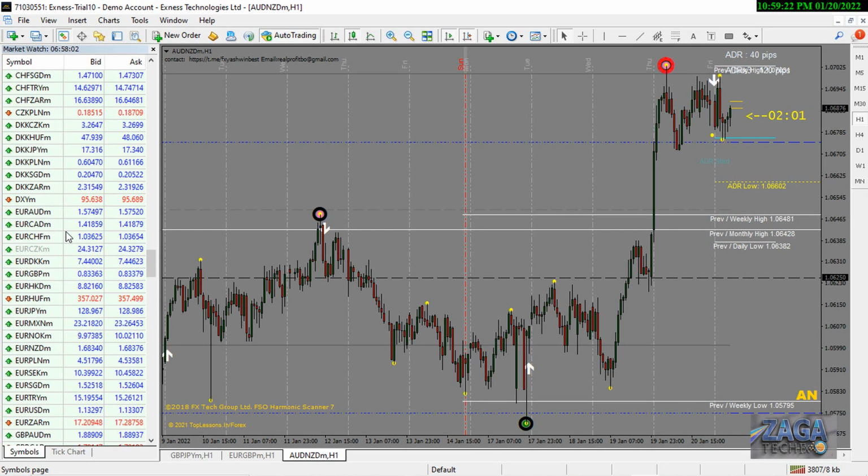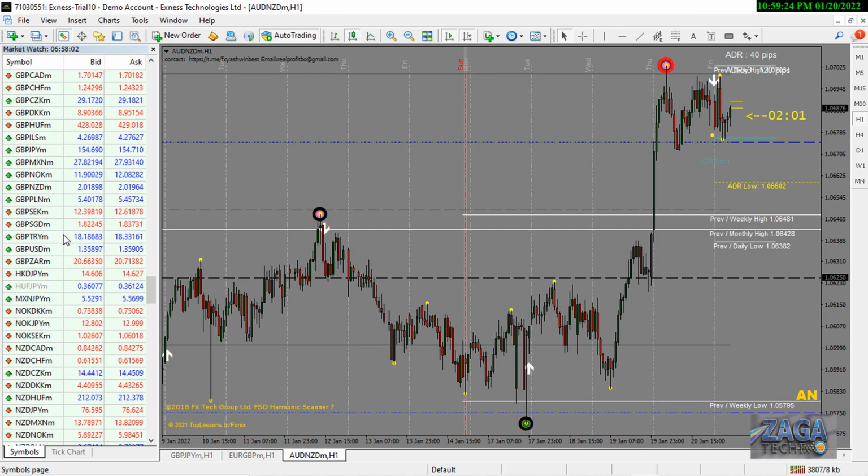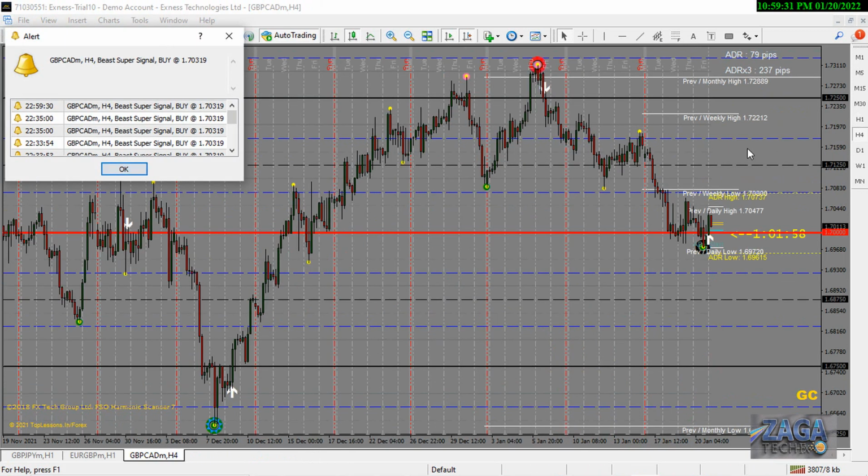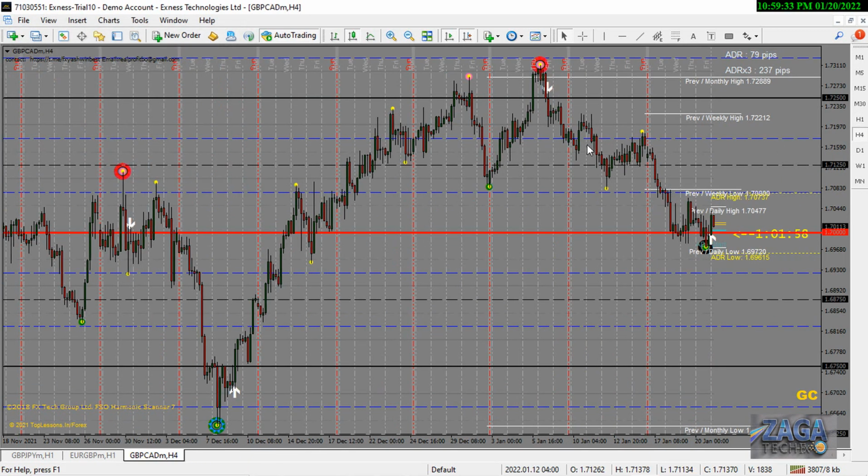GBP card, yeah, that's the pair here. GBP card. Now this is H4 time frame. Let me switch to H4 time frame, guys. Now this H4 time frame, you said GBP card buy here, right?